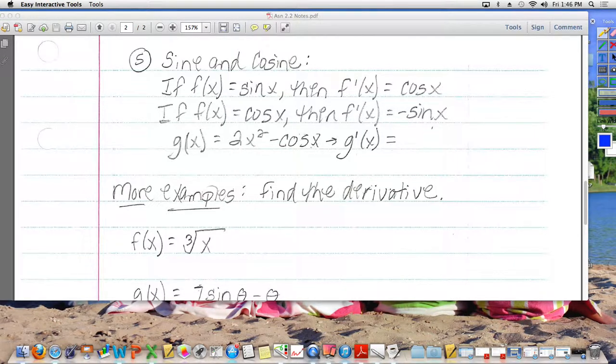Sine and cosine. A couple quick rules about sine and cosine. A couple things you need to commit to memory. If f of x is equal to the sine of x, then the derivative of f of x is equal to the cosine. You just need to commit these to memory. We could go through all the math, but I probably couldn't even do that right now. If we went through all the math, you would figure out that the derivative of the sine of x is equal to the cosine of x, and you need to commit that to memory. The derivative of the cosine of x is equal to the negative sine of x.